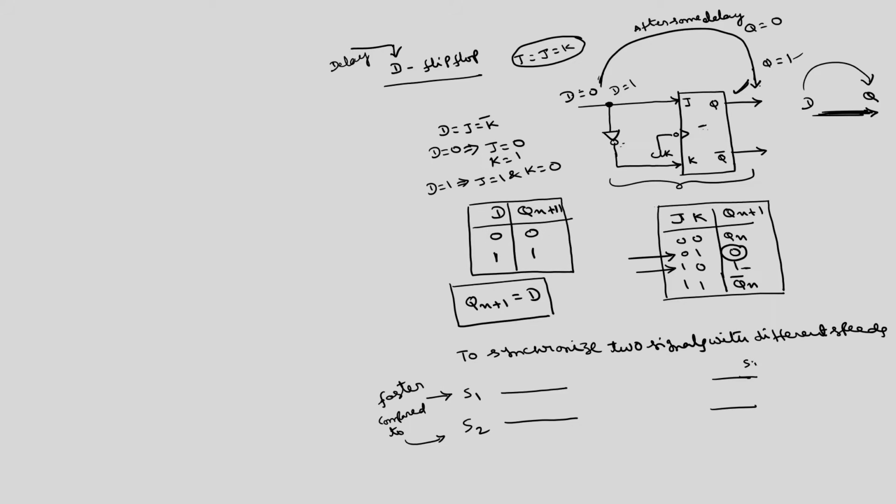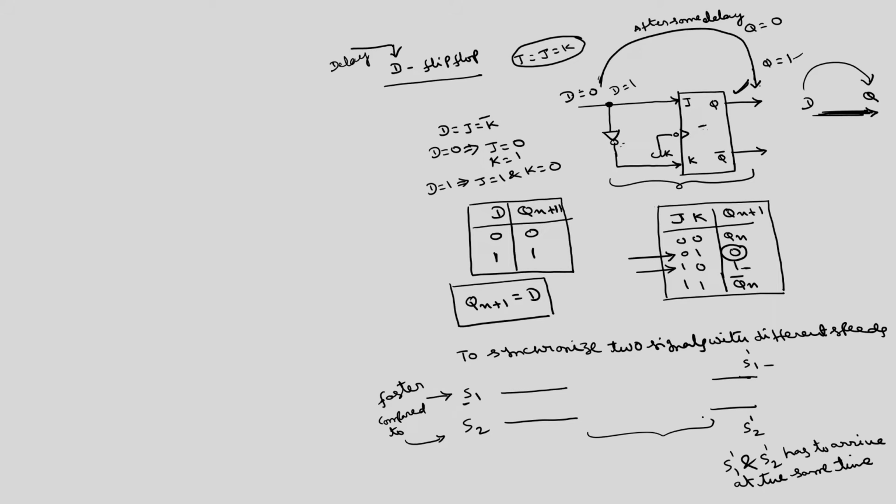Let us assume that here we have S1 dash, S2 dash. So, I want the signals S1 dash and S2 dash to arrive simultaneously. These two, S1 dash and S2 dash, have to arrive at the same time. Because S1 is faster, S1 dash will arrive first if I do not have any circuitry in between.